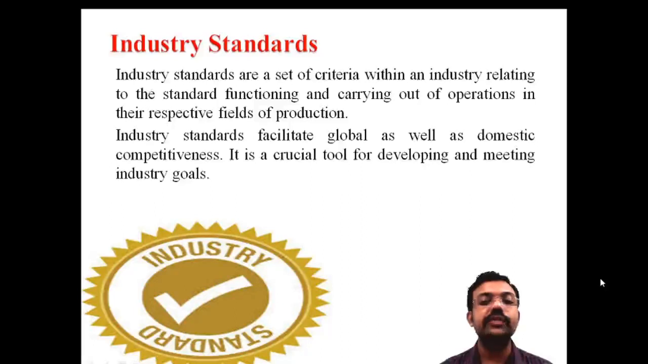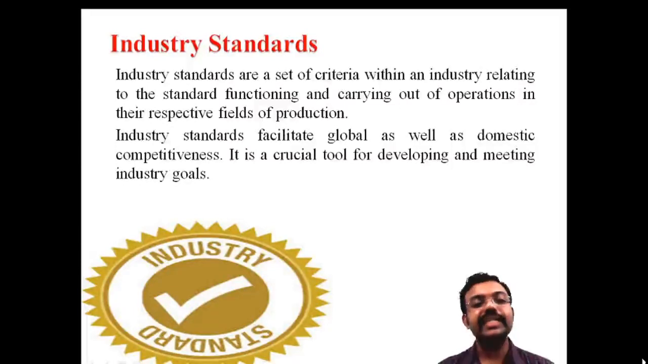It is a crucial tool for meeting an industrial goal. Industry standard is one of the important, crucial tools for the industrial goal. Suppose the banking industry uses different types of rating systems. How do they measure the performance of a bank? The CRISIL rating system, ICRA rating system, CARE rating system. These different types of rating tools are used for measuring the performance of the bank.